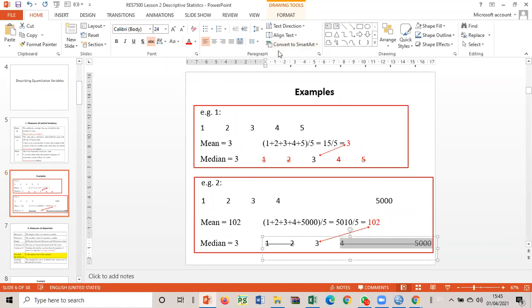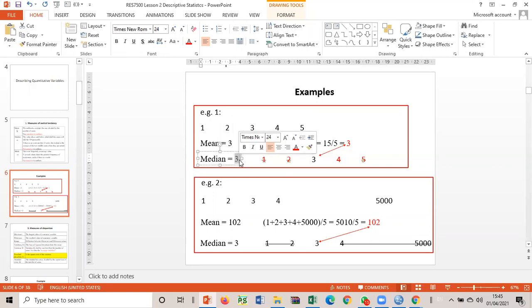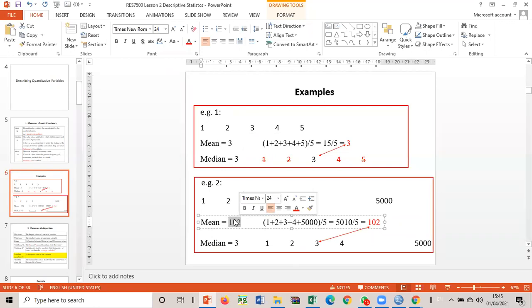Professor, what if there are even numbers? This is an example where odd numbers are present. What if there are 4 numbers? I'll come back to that. Currently, both are odd numbers. So here, the mean is 3 and the median is also 3. Over here, the mean is 102, but the median is 3.